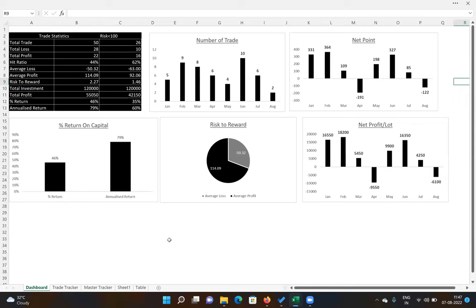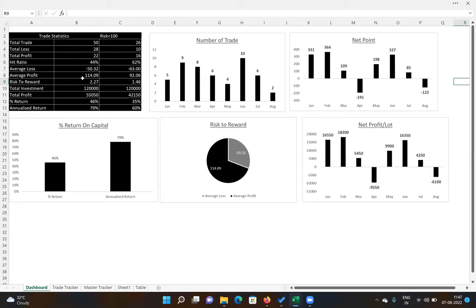Now, you have two choices. One choice is that you decide that if the risk factor is lower than 100, only then you will trade. Then obviously your trade number reduces significantly. Instead of 50 trades, you now have 26 trades. Your accuracy jumps a little bit, to 62%. Your risk reward ratio becomes 1.46. You make 42,000, that is a 35% return till date, an annualized return of 60%.